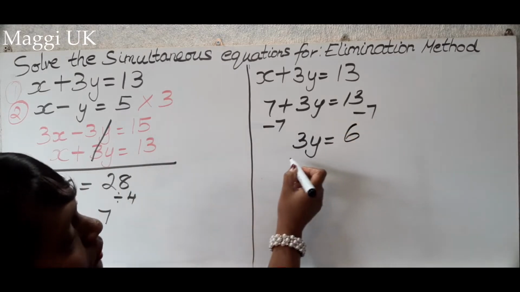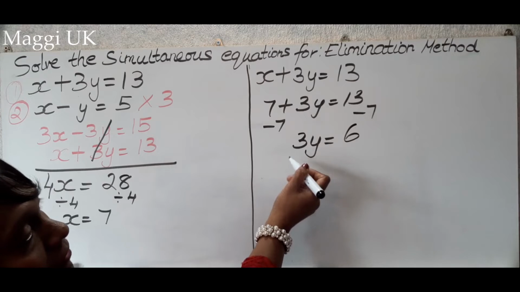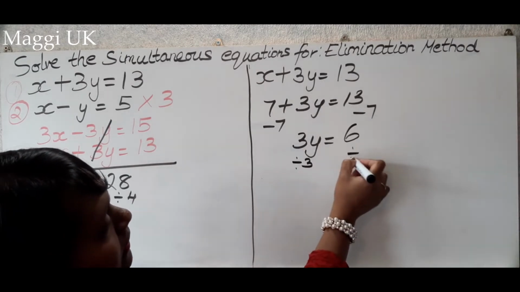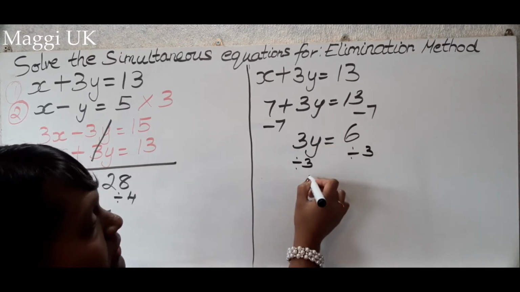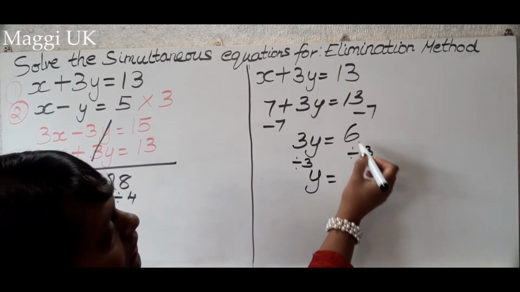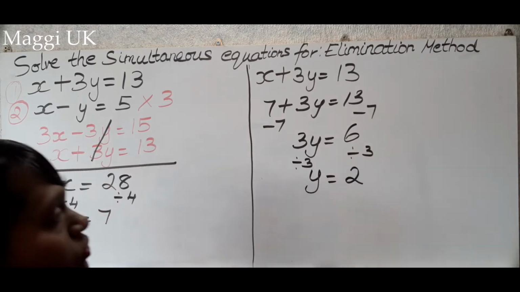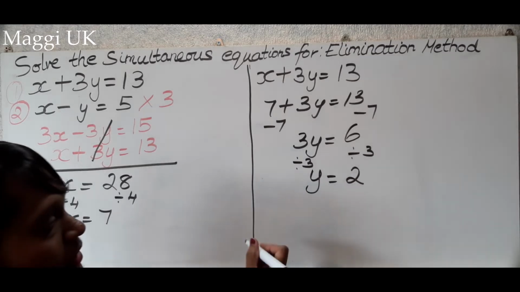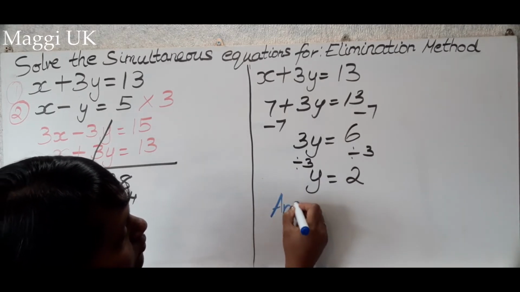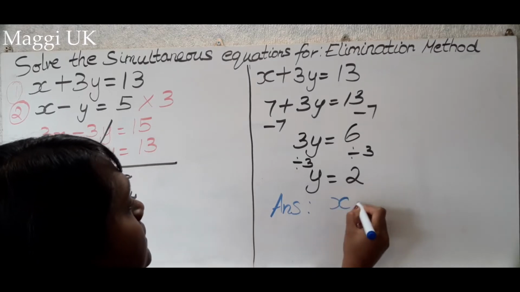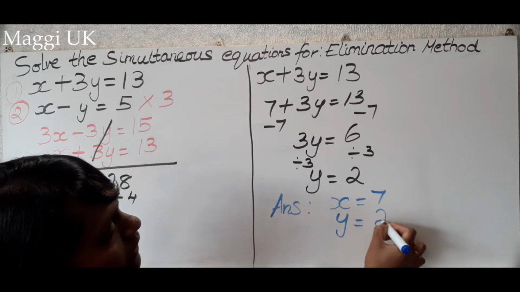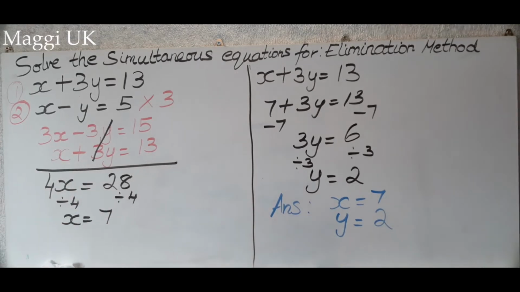Okay, good. So now we need to find the value of y because we still have a 3 in front of y. You have to divide by 3 and divide by 3. That will be cancelled, which gives you y equals 6 divided by 3, which is 2. So for the answer, I will write x equals 7 and y equals 2. So this is the way you need to solve simultaneous equations using the elimination method.